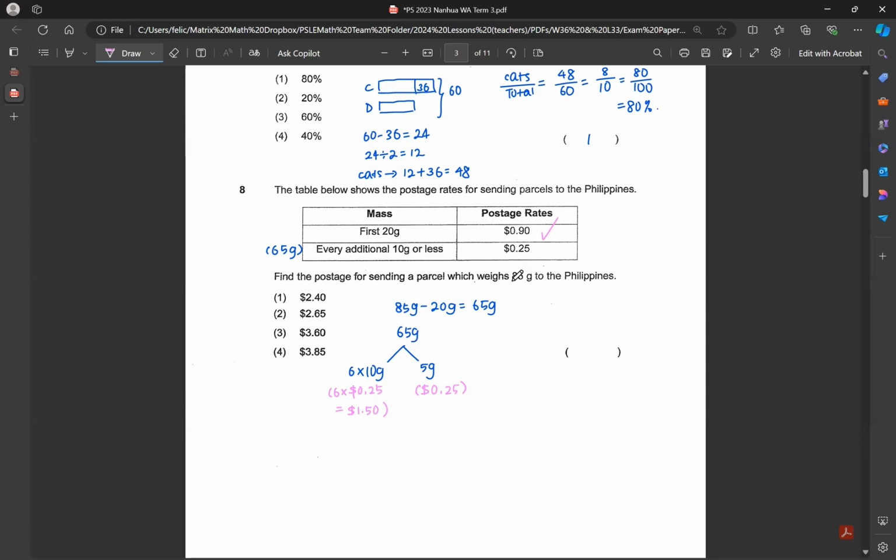Right? So let's add up all the pricings that we're supposed to pay: 90 cents, $1.50 and my 25 cents. So add all these 3 pricing up. Okay, so I'm going to add this up. So this works out to be $2.65. All right, and that will be option 2.